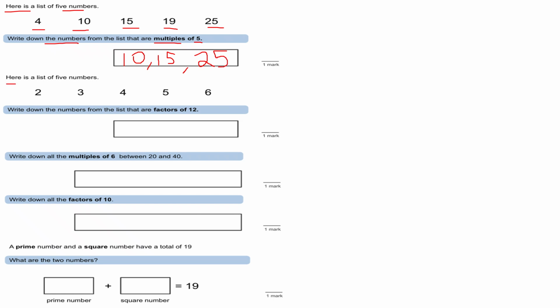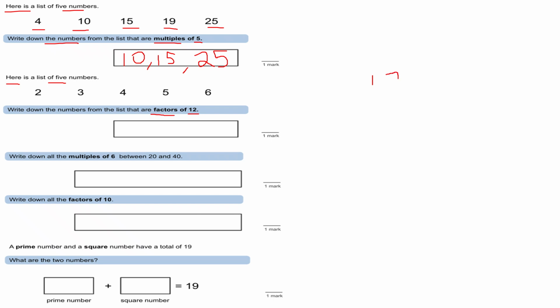Okay, next. Here is a list of 5 numbers, 2, 3, 4, 5, 6. Write down the numbers from the list that are factors of 12. So a factor, or factors, is a set of numbers or a number that goes into that number cleanly with no remainder. So factors of 12.